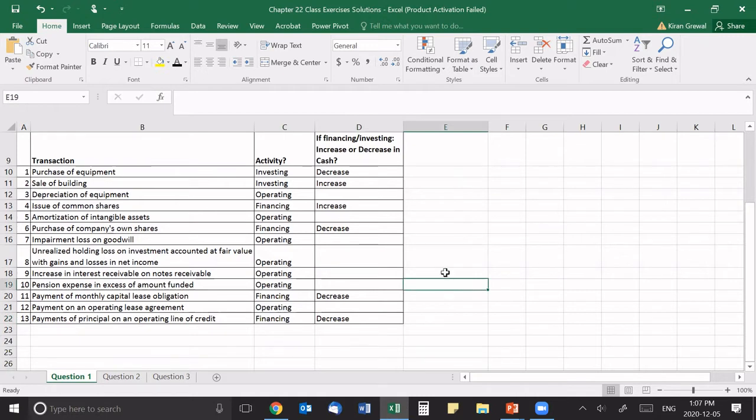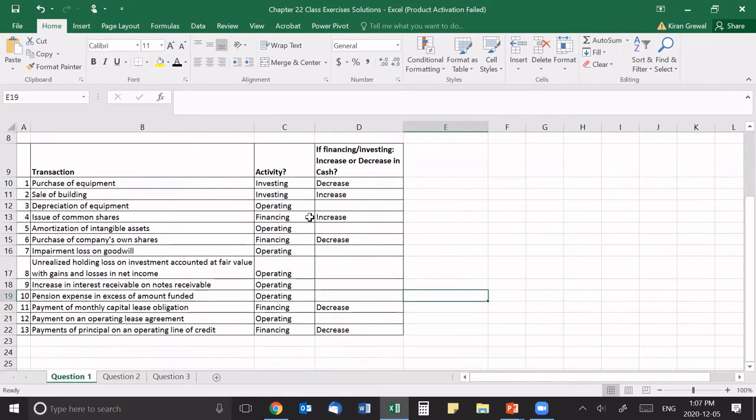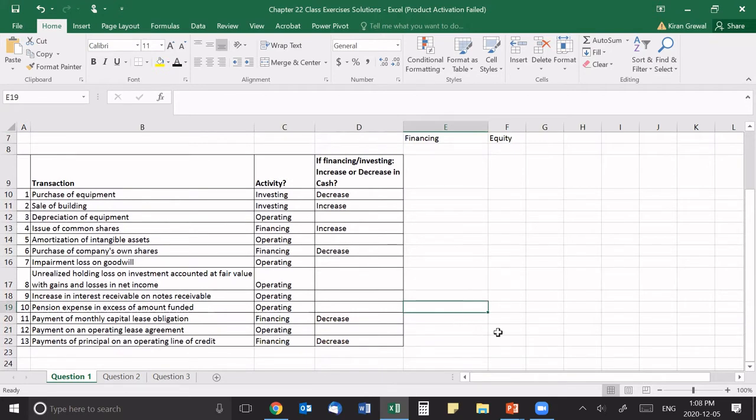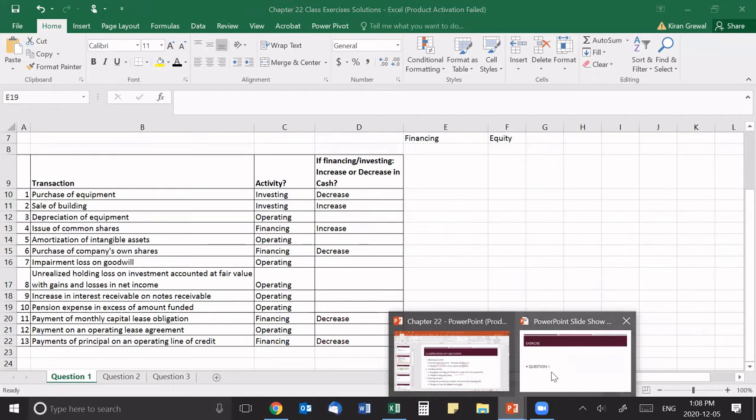Okay, so the first step for the cash flow statement is to figure out what type of activities there are, because you need to make sure you put them in the right section. And then you can move on to actually creating a cash flow statement, which we'll talk about now.